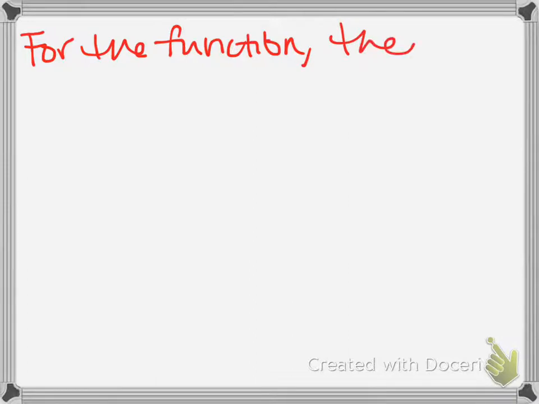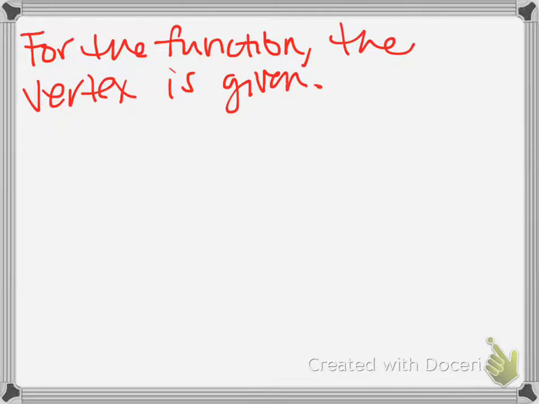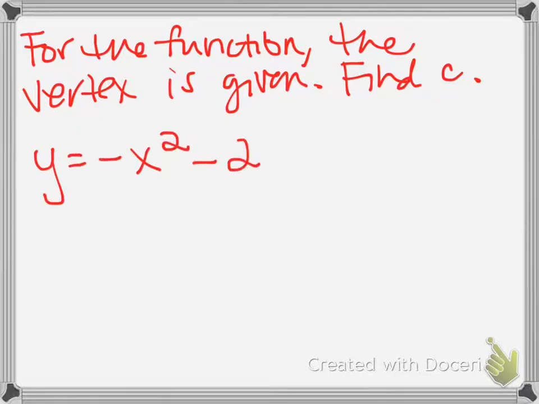Next problem that I have, different kind of directions, and that is for the function, the vertex is given, and you need to find C. Okay, so here's the function. y equals -x squared minus 2x plus C. And then the vertex is at -1, 3. And so I need to solve for C. That's what I'm going for.